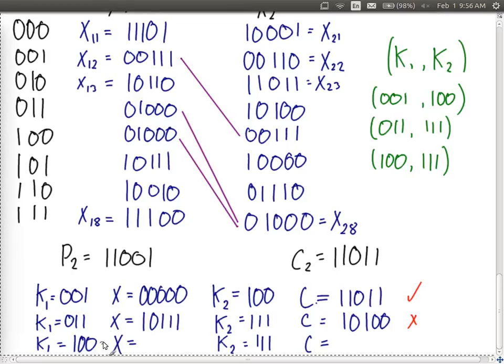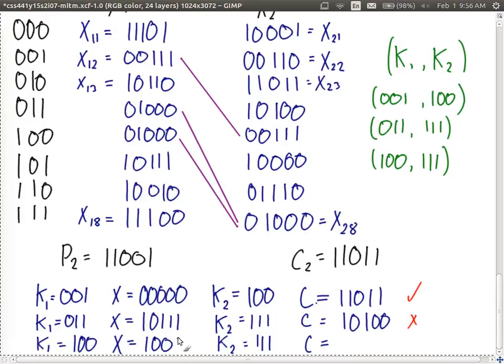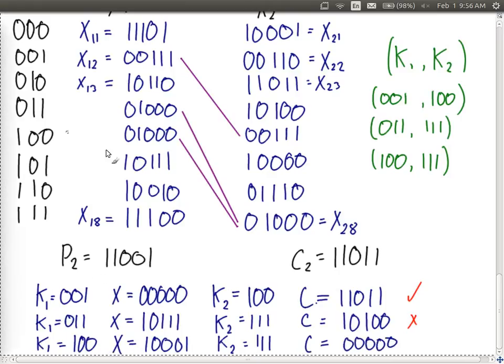And we try the last one. And we get a ciphertext value that also doesn't match, and that gets us to the end.